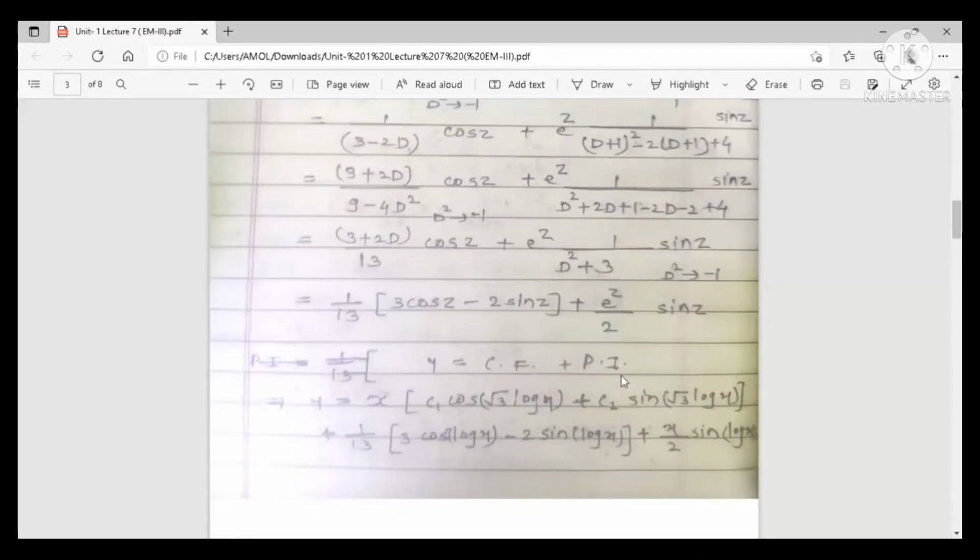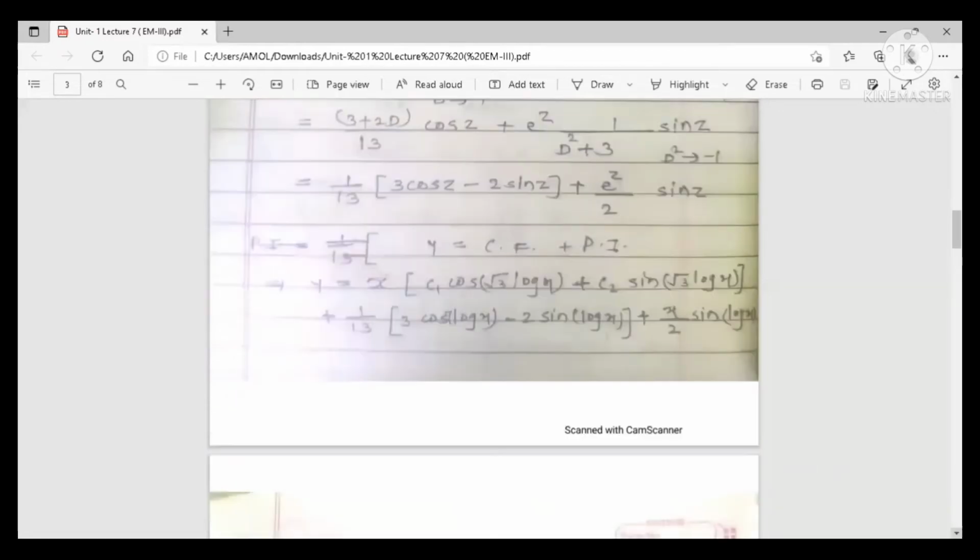Y is equal to CF plus PI. So you just do the addition of complementary function plus particular integral. This is your answer for the Cauchy's equation, given Cauchy's equation.